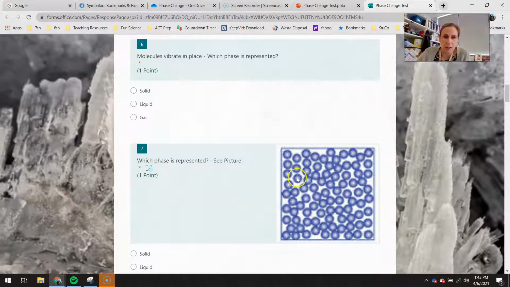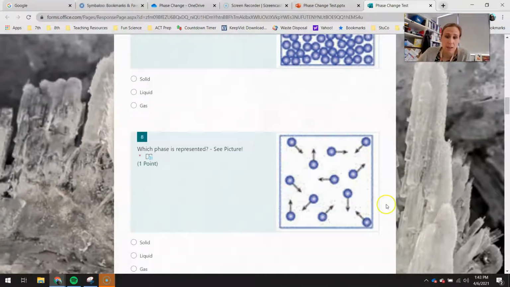You'll notice that on 7, 8, and 9, you guys have a picture of the molecules in that phase. So again, you would choose solid, liquid, or gas.